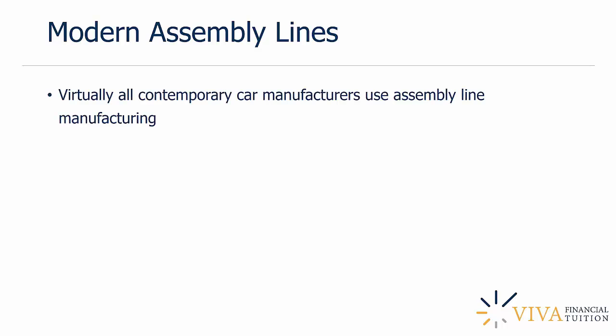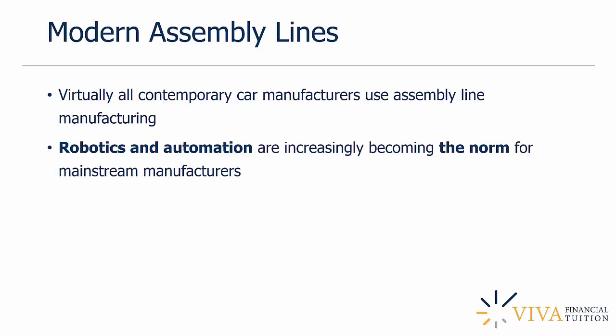Okay, so modern assembly lines then have taken the Ford model and really innovated it in many ways. We're going to be looking at some of these ways now in the next few slides. Virtually all contemporary car manufacturers, of course, use this assembly line process, moving through the various stages with hyper specialization at each stage. Robotics and automation, of course, have replaced a lot of the manual labor and are increasingly the norm for mainstream car manufacturers.